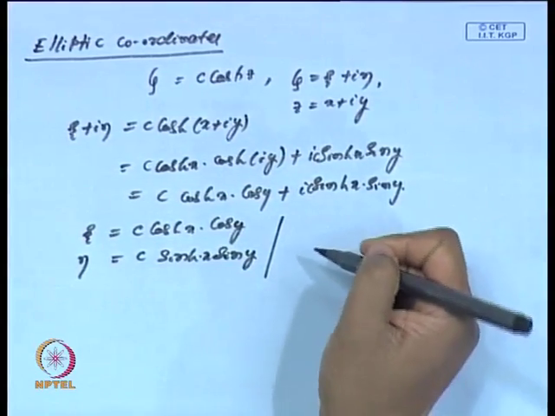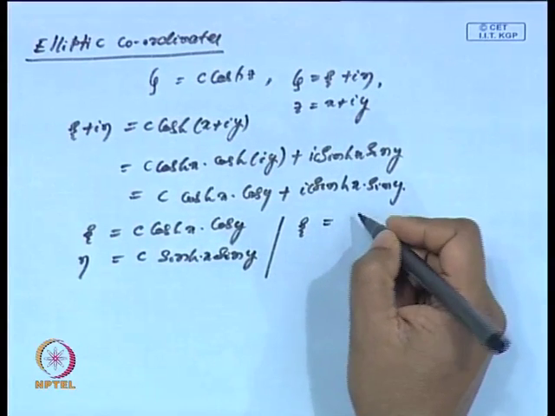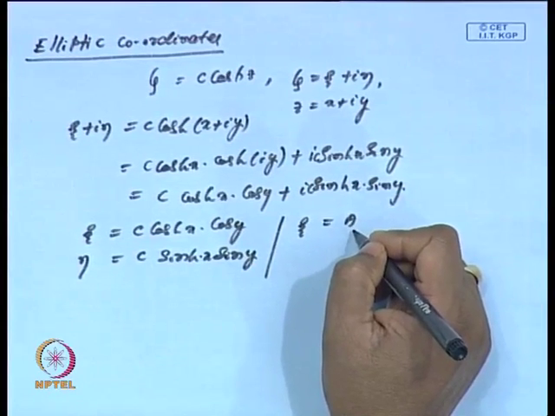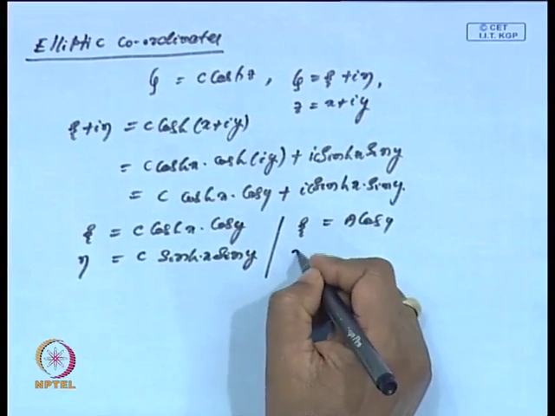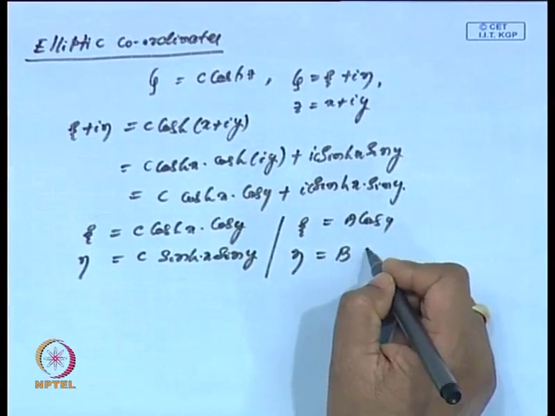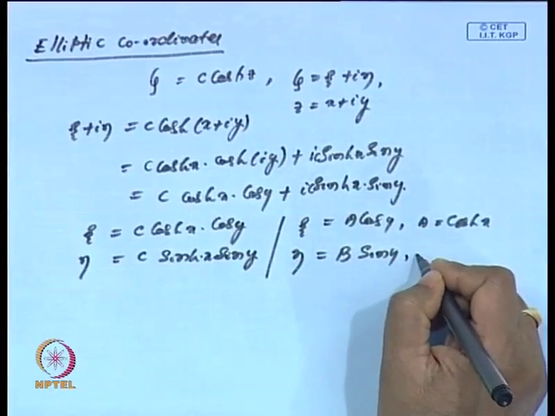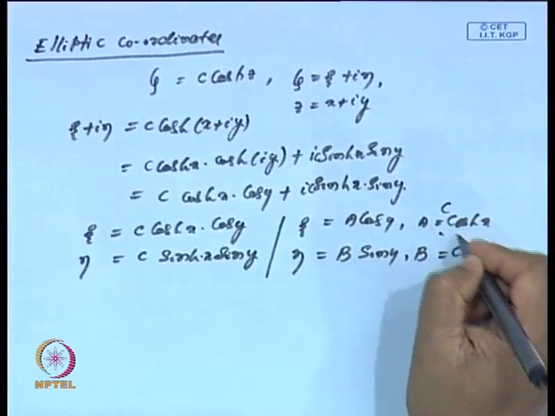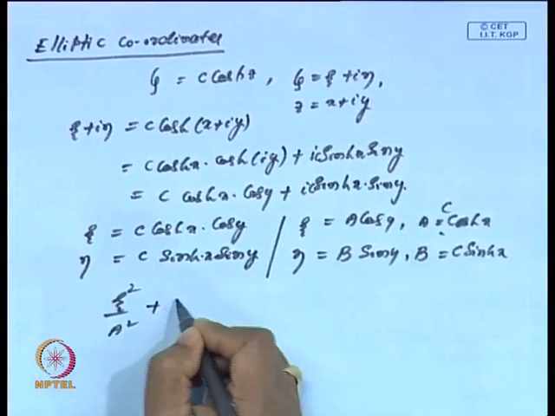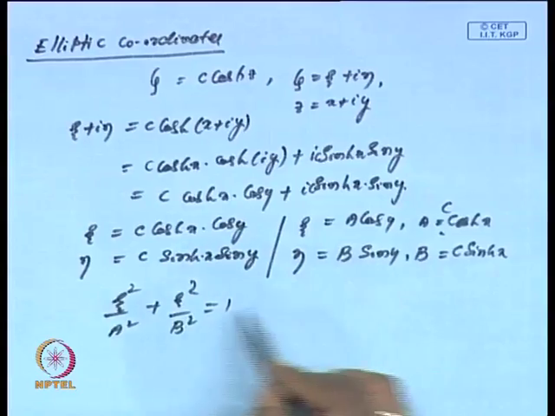From this itself, if I write xi is equal to a cos y, eta is equal to b sin y, then a and b are a equals c cosh x, and b equals c sinh x. So from this I can always get xi squared by a squared plus eta squared by b squared is 1, because xi squared by a squared is cos squared y and eta squared by b squared is sin squared y. So together this is 1.